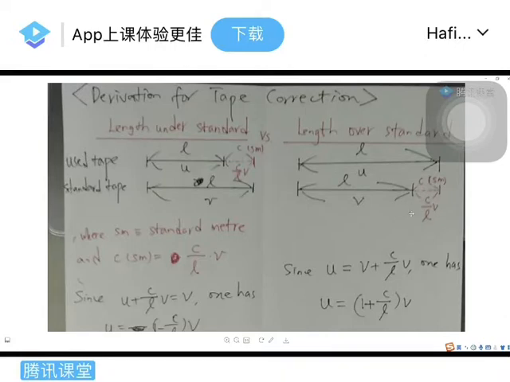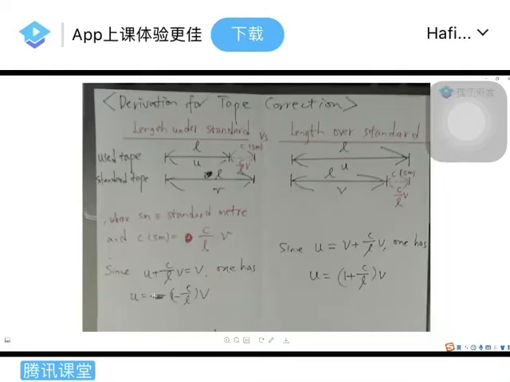Now the relation is constructed again, because the whole total of your tape is U. The unit is U, and the standard tape U will be equal to V plus this one. The physical length will be the same, so you get this result. So what's the difference here? You have E is 1 minus something; here it is 1 plus something.